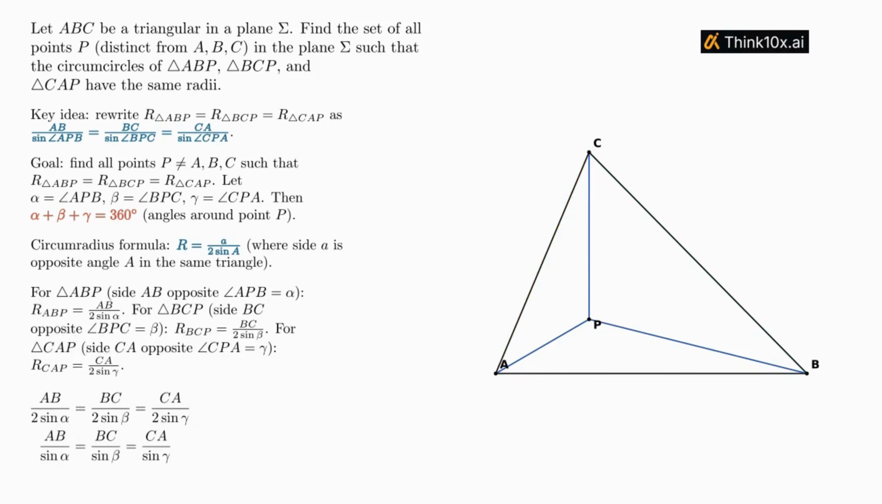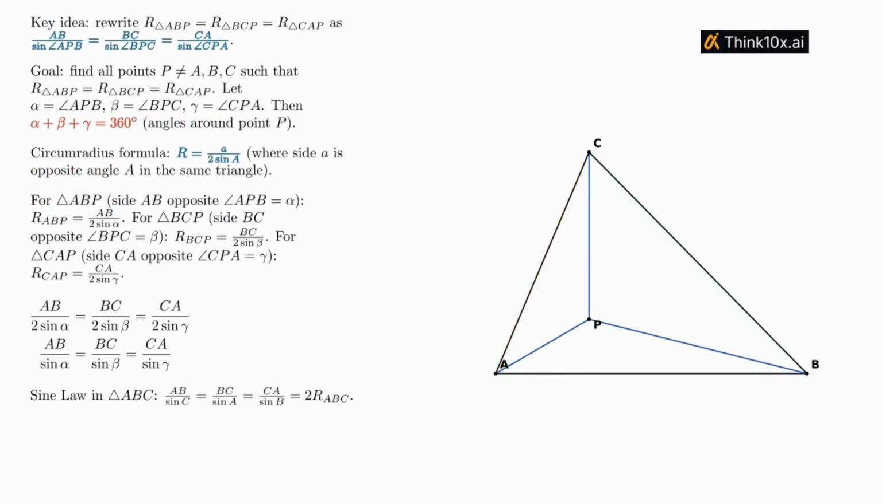When we set these three expressions equal, the factor of 2 appears everywhere, so it cancels out. That leaves a neat ratio condition. Each fixed side length must be proportional to the sine of its opposite angle at P. Here's the key comparison. Triangle ABC already has its own side-to-sine ratios from the sine law. Those ratios are fixed because A, B, and C are fixed.